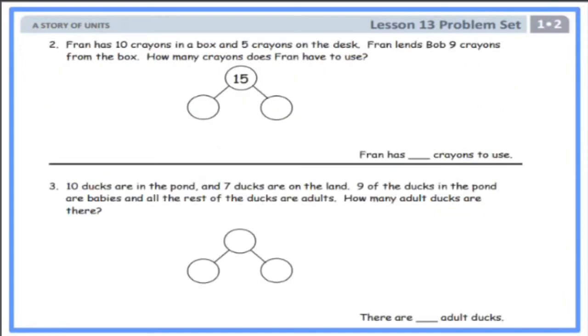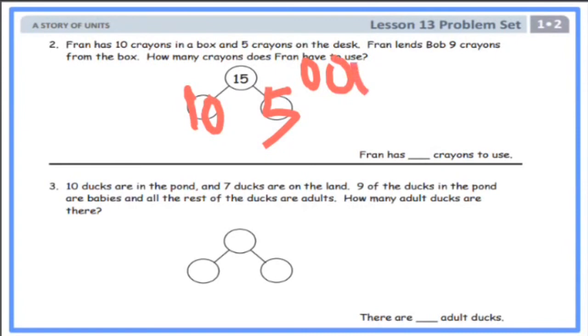Now, question 2. Fran has 10 crayons in a box and 5 crayons on the desk. Fran lends Bob 9 crayons from the box. How many crayons does Fran have to use? So 10 and 5. First of all, I will fill my number bond quickly because I have 10 and what? 5 to make 15.